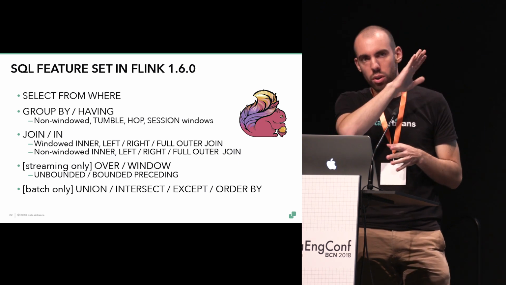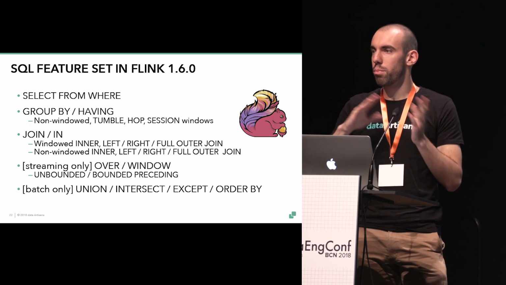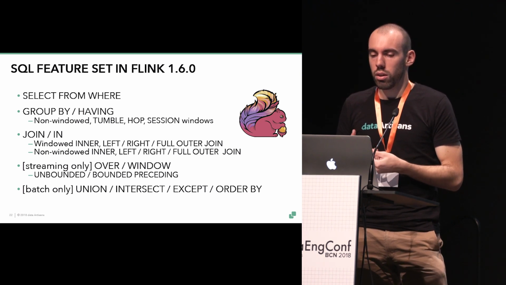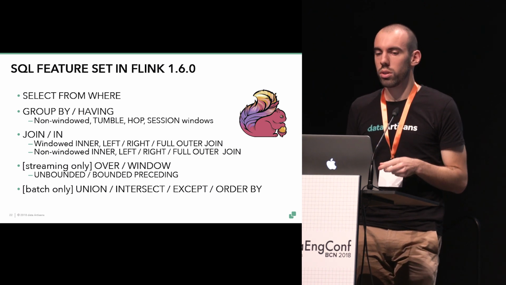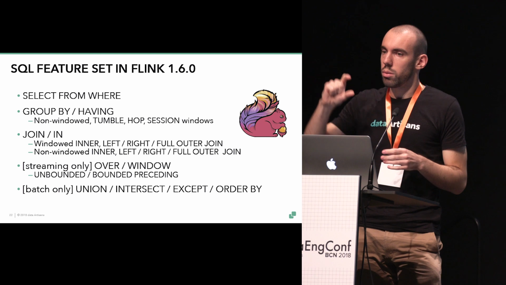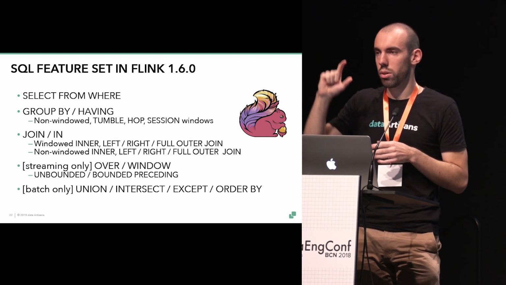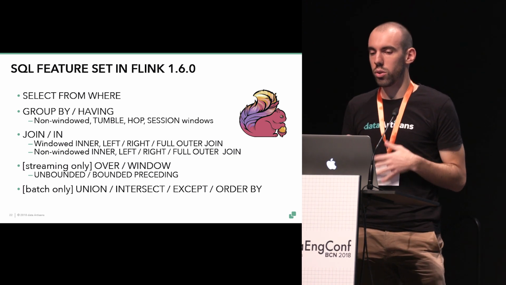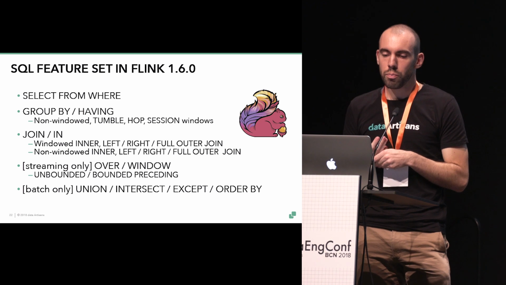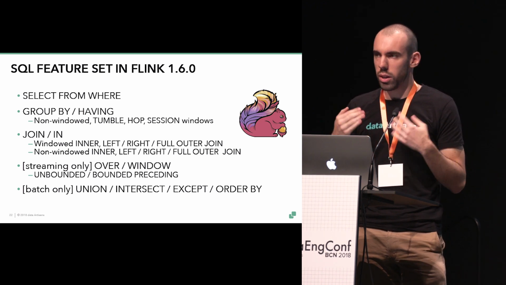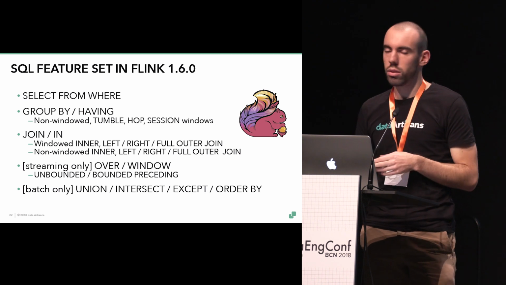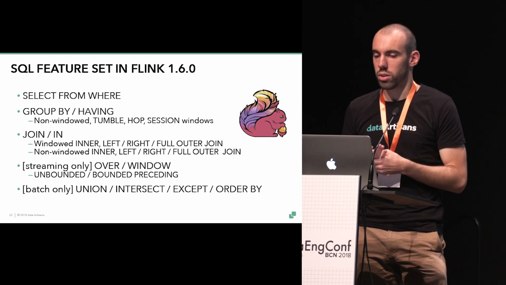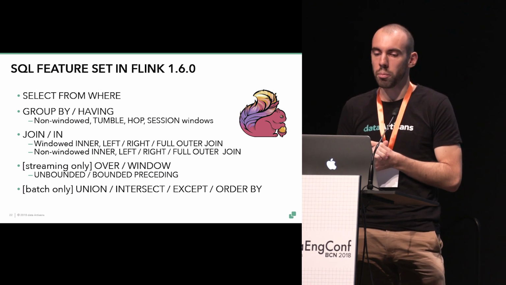All these operators are supported for both batch and streaming. We also have streaming-only operations, like the regular SQL over windows, where you can look at the surrounding of a row, so in your aggregation you include rows that were preceding or bounded preceding the current row. And we also support batch-only operations. Maybe they will also be supported in streaming in the future, but for now they are batch-only, like union, intersect, except, and also order by.